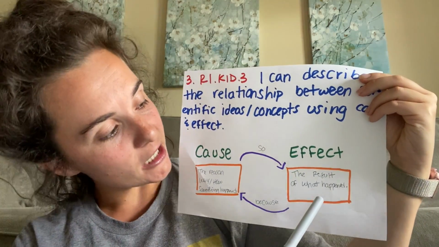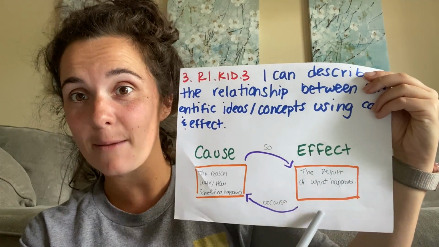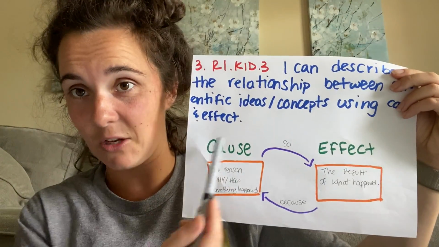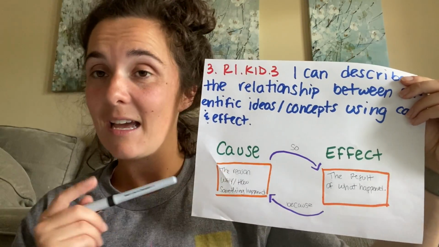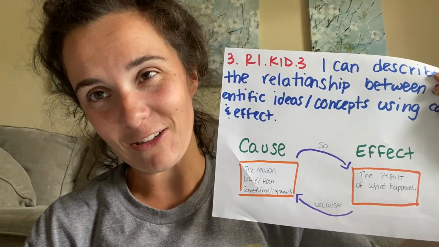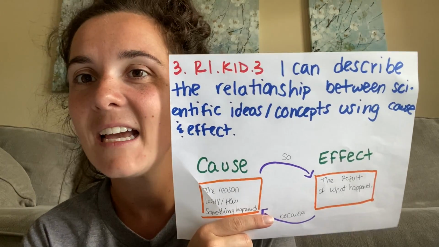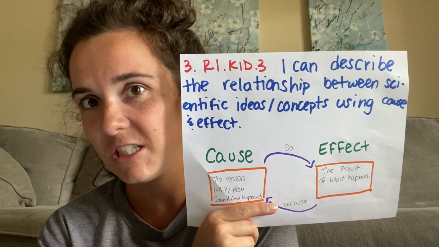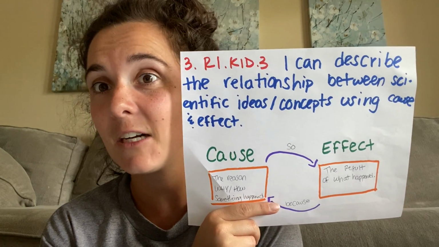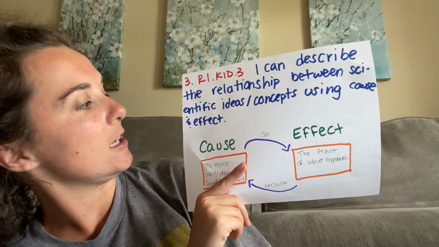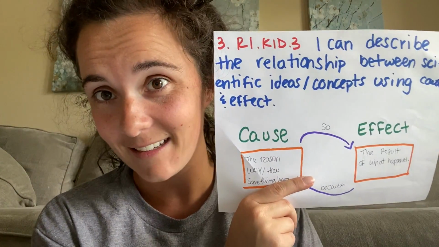Remember, when we find our effect first, we can defend it by showing us because and giving us the reason why it happened. Ready to repeat after me? I can describe the relationship between technical text and ideas and concepts using cause and effect.